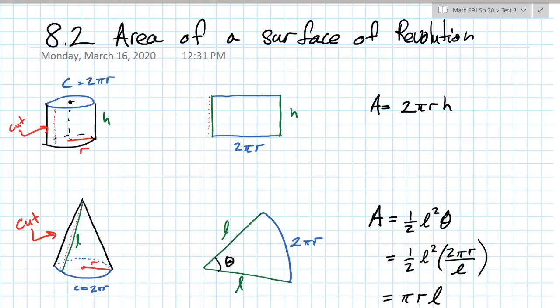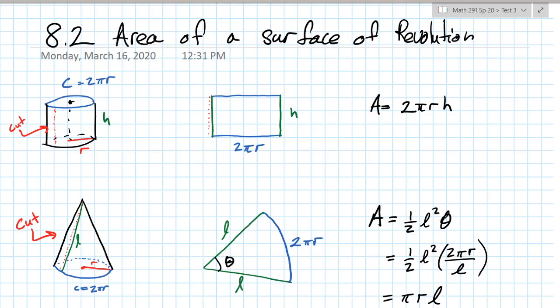Today we're going to develop a formula for the area of a surface of a revolution. We want to think about surface areas and how we can calculate surface areas of solids. So we'll start with a simple surface area.